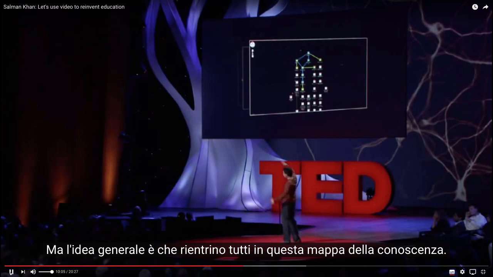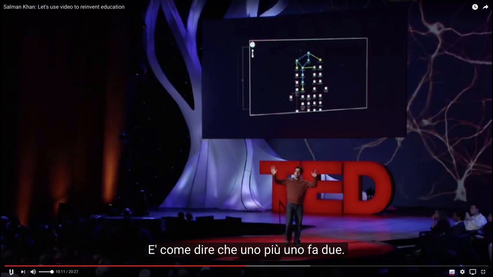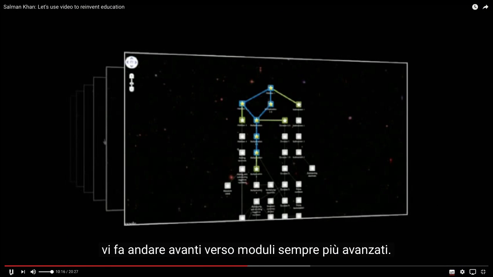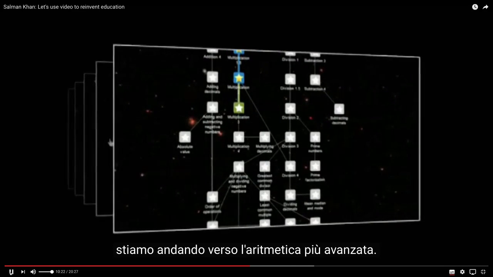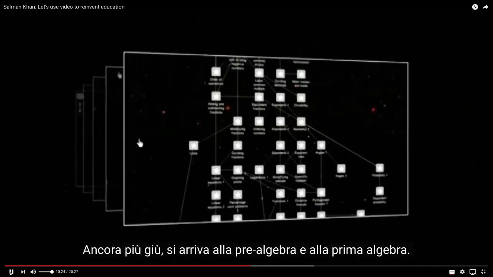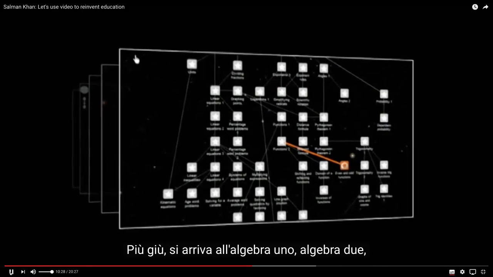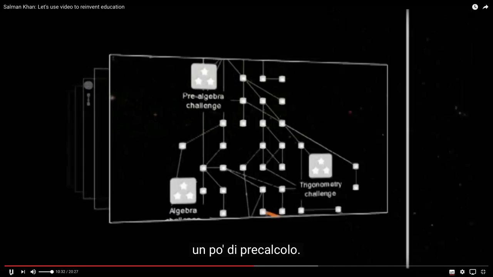But the general idea is that they all fit into this knowledge map. That top node right there, that's literally single-digit addition. It's like 1 plus 1 is equal to 2. And the paradigm is, once you get 10 in a row on that, then it keeps forwarding you to more and more advanced modules. Further down the knowledge map, we're getting into more advanced arithmetic. Further down, you start getting into pre-algebra and early algebra. Further down, you start getting into algebra 1, algebra 2, a little bit of pre-calculus.